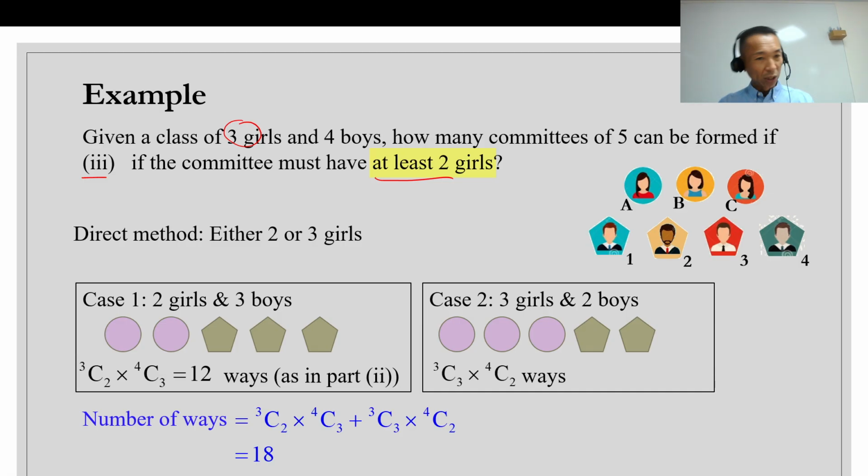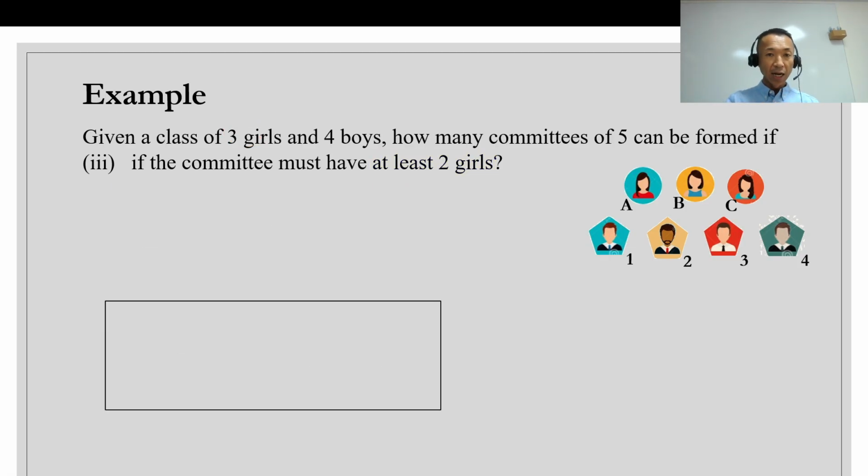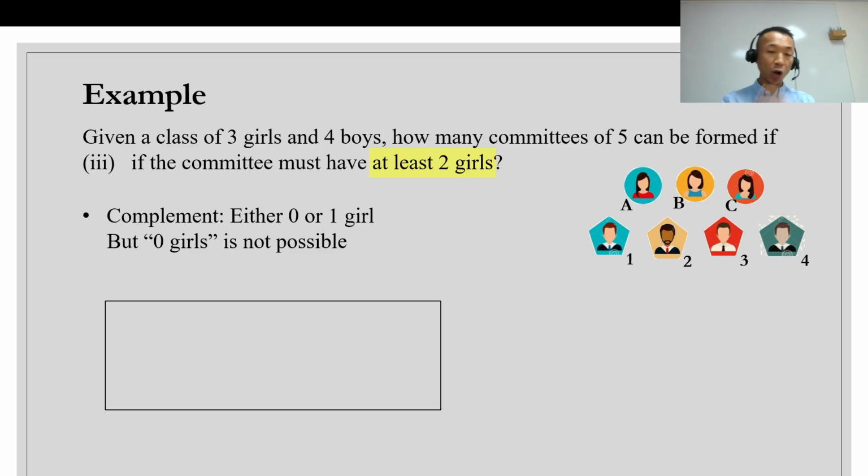Can there be an alternative way of solving this? Yes. Let us use the complement. That means if you don't want at least 2 girls, you must have 0 or 1 girl. Correct? But 0 girls is not possible. Do you know why?